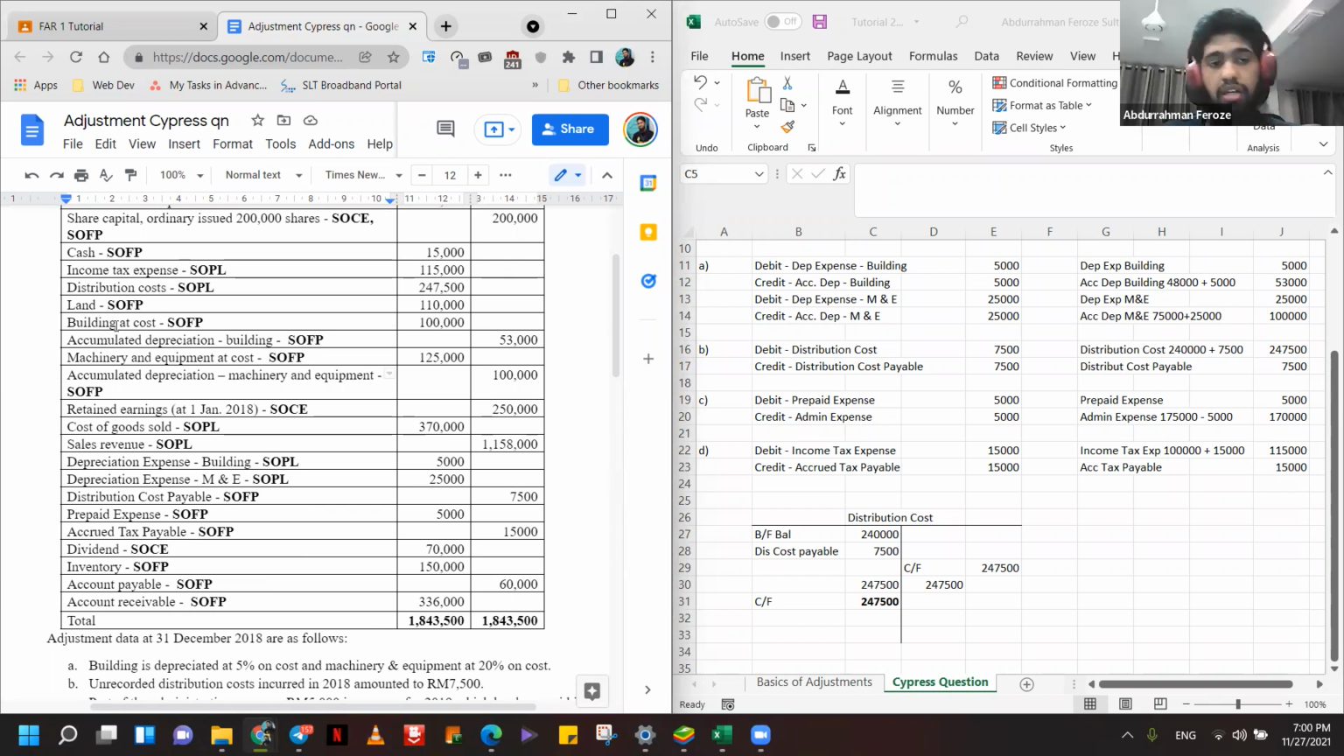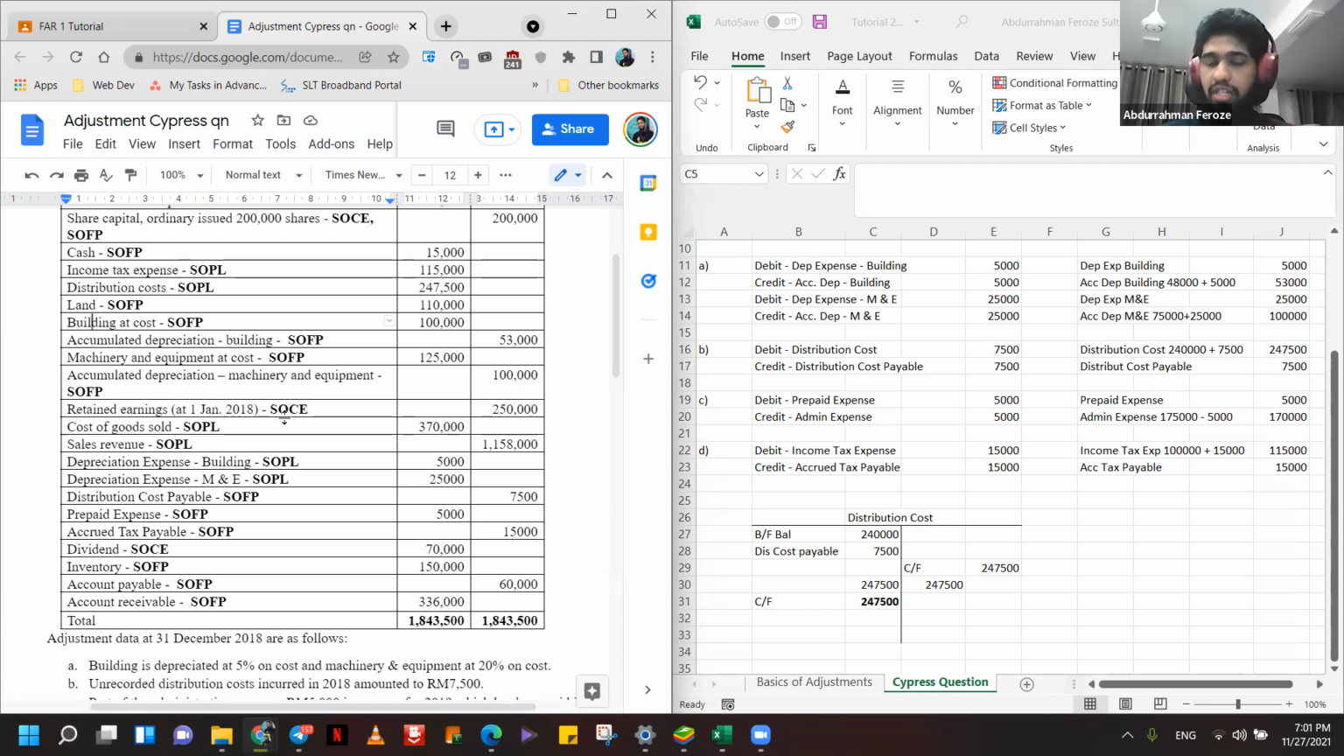Building at cost means this building was bought for a certain amount. They have not told us when the building was bought. According to the question, it is December 2018. Maybe they bought this building in 2010, but the cost they bought it for is 100,000. The current value of the building at December 2018, our accounting date, will be the building at cost minus the accumulated depreciation, which is 100,000 minus 53,000.